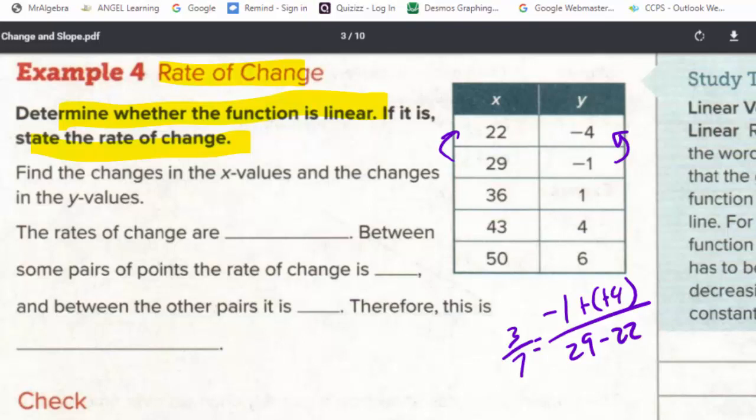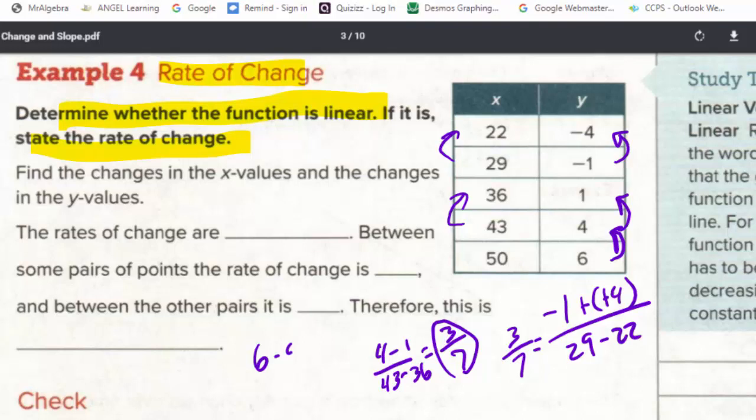I'm going to pick 2 different points. So right here we got 4 minus 1, so 4 minus 1. And up here we have 43 minus 36. And that one ends up being 3/7. So far it looks the same. However, if I look at the last set right here, the 6 and the 4, 6 minus 4, and then 50 minus 43, that ends up giving me 2/7.